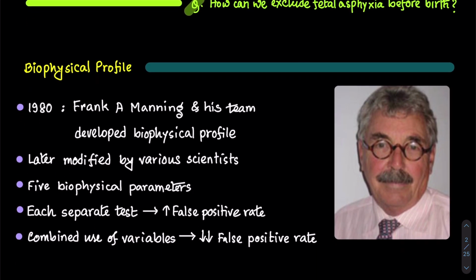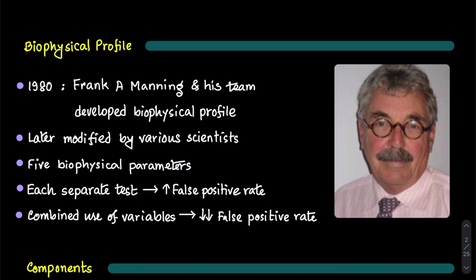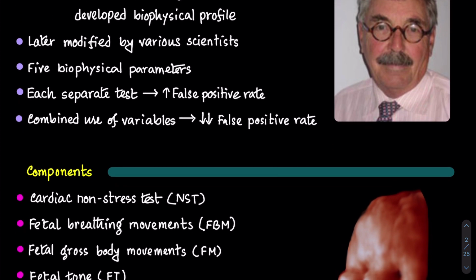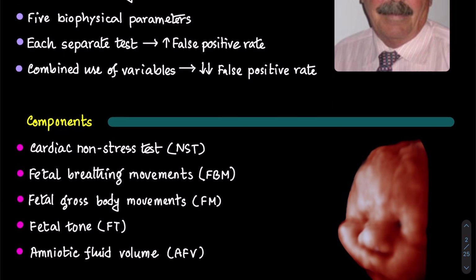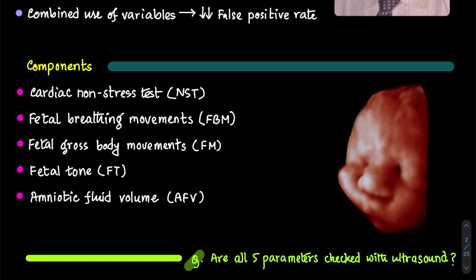In 1980, Manning and his colleagues developed biophysical profile scoring to assess fetal well-being. They fashioned a method for fetal surveillance in high-risk pregnancies that combine fetal heart rate monitoring with various ultrasound-derived variables. Their technique was later modified by various scientists to make it easier and less time-consuming. 5 biophysical parameters are assessed individually and in combination. Each separate test has a high false positive rate that is greatly reduced when all the variables are combined. Each of the 5 categories represents a separate mini-evaluation of fetal behavior or function, which we will discuss later. These are a combination of acute and chronic markers.